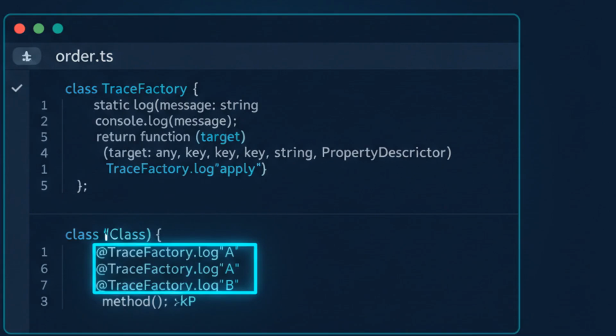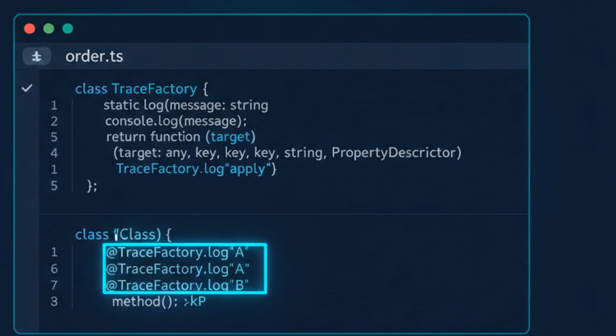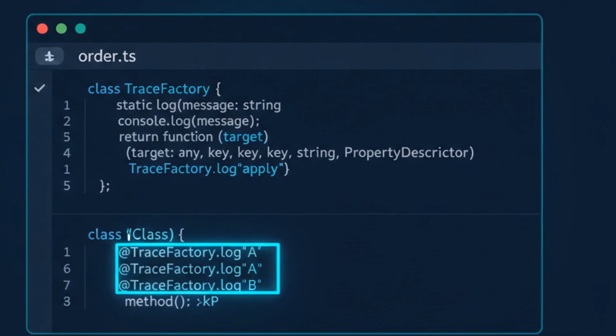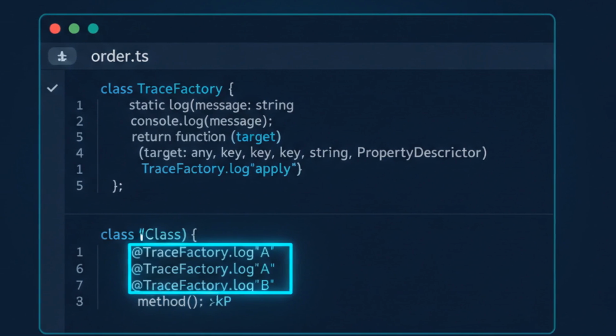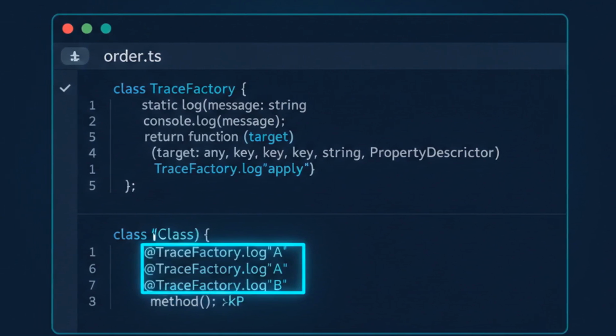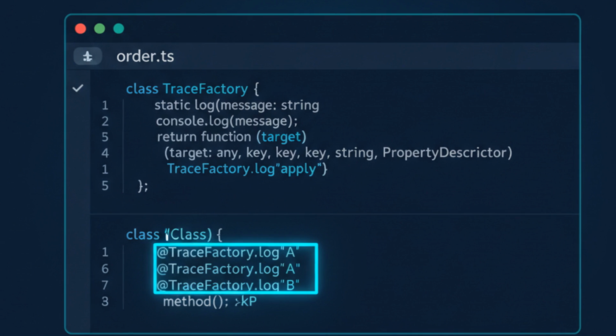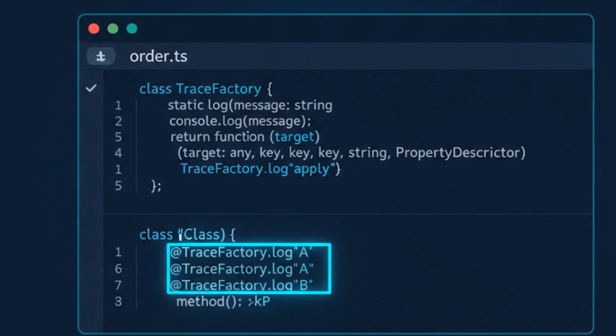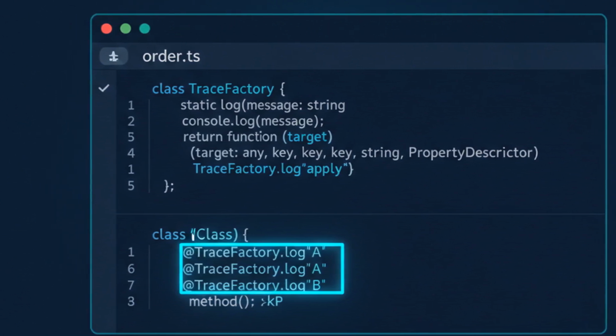Let's make the order concrete. We define a trace factory that logs when its decorator runs, stack 2 on a method, and 1 on the class. The logs reveal the exact sequence. Expressions evaluate top-down, application runs member first and bottom-up within the stack, then the class decorator last. Run it yourself and watch the proof.